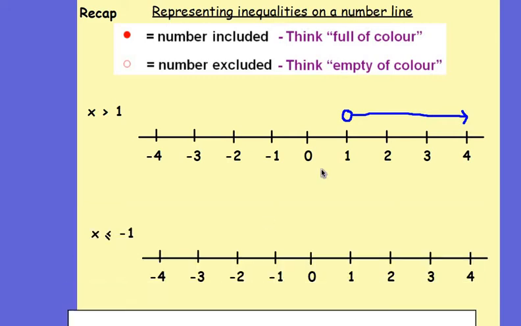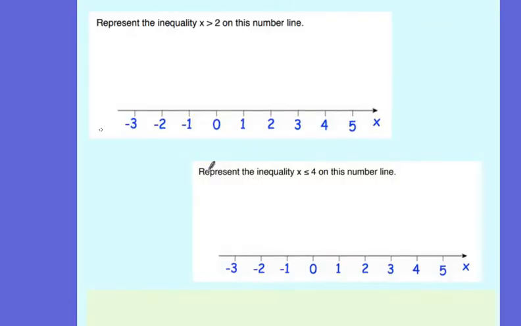If I've got x is less than or equal to -1, in the same way I start by drawing my circle on the -1. This time it's less than or equal to, so I can fill it in, so I know that number is included. And for less than, I need the arrow to point this way, to the numbers lower than -1. Over to you, Year 8. In your light blue books, please pause the video for a couple of minutes and answer these 2 questions for me.